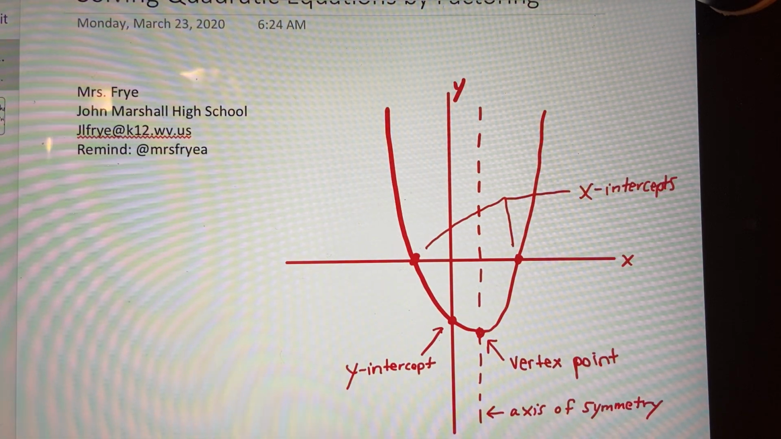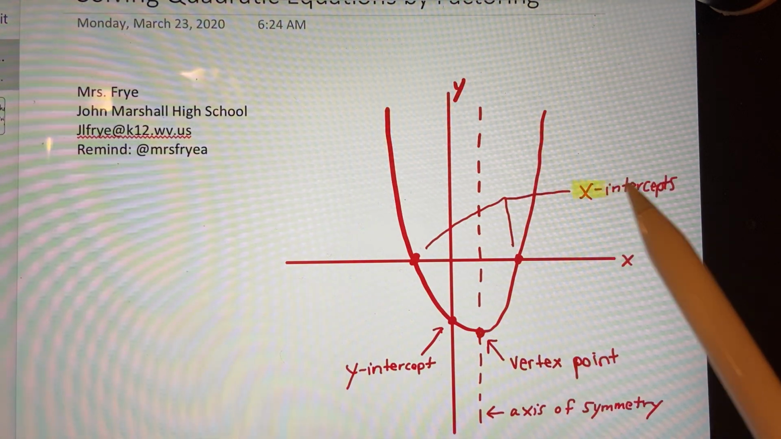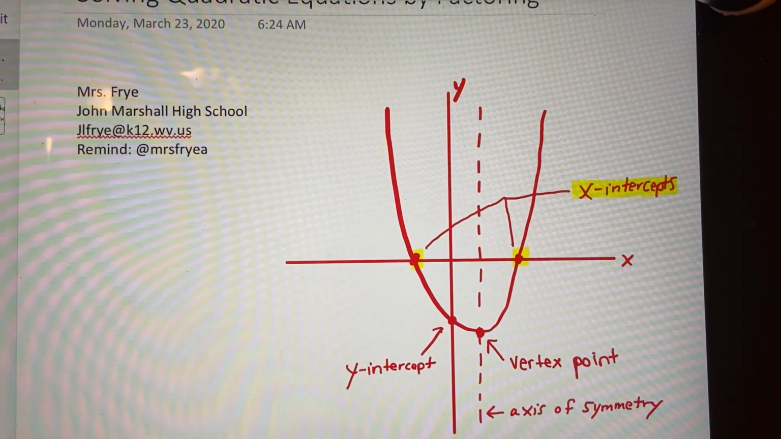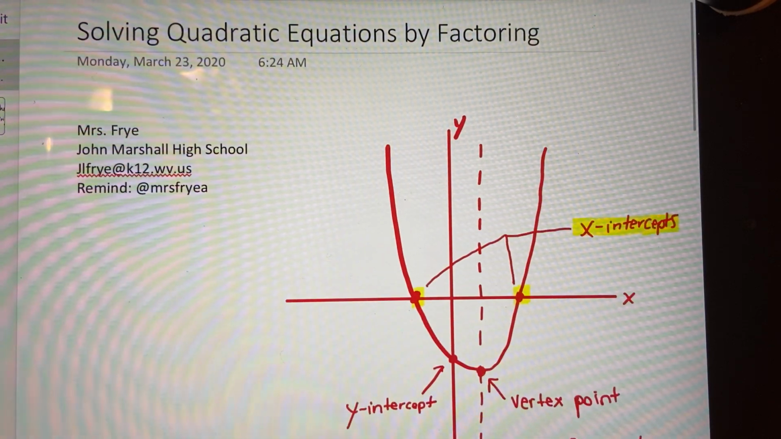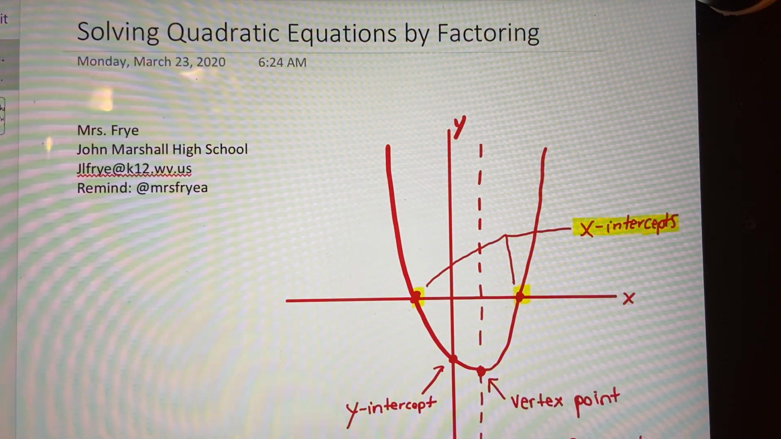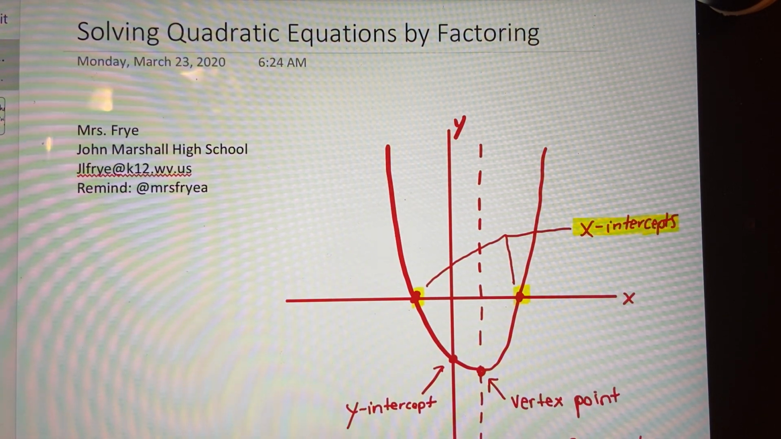And then finally we have the x-intercepts, and that's what our big focus is going to be on today, these x-intercepts, where the graph crosses the x-axis. Because when you're solving a quadratic equation, you're basically looking for the roots or the zeros, which we call the x-intercepts, where the graph crosses the x-axis.